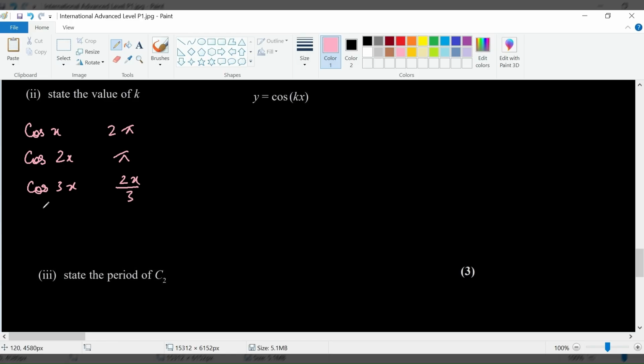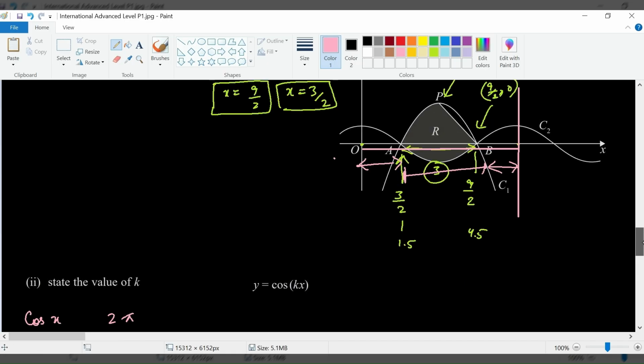Now in here, for example, I'm asked to find the period of cos of kx, and we know very well this is going to be 2 pi over k. So now in the question, 2 pi over k is equal to 6, that we have already found. We know very well that the distance of one cycle is 6.